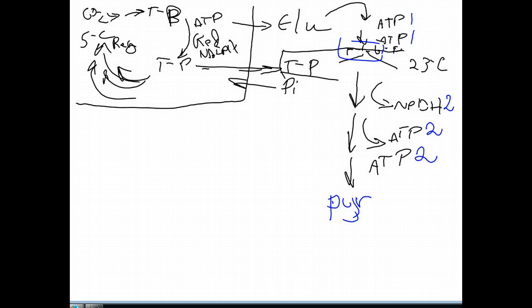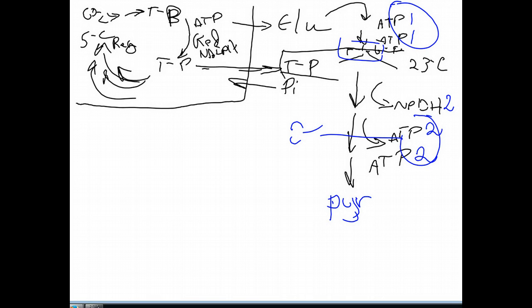Count the ATPs. 2, 4, 1, 2. We use 2. We make 4. So we net 2 ATPs. So the plant can survive, not thrive, with just glycolysis.